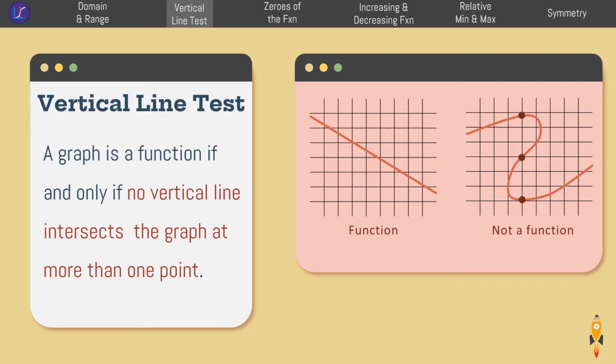In this case, the function is a linear function. However, in this example, we can see that a vertical line intersects the graph at three points, which means that this graph does not represent a function.